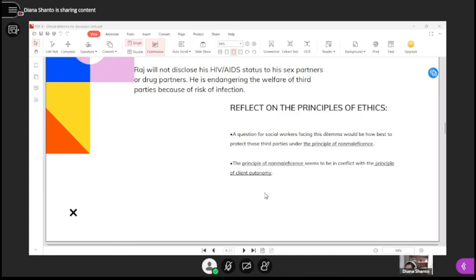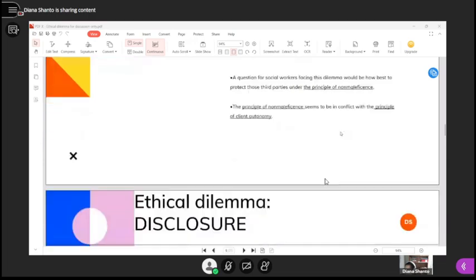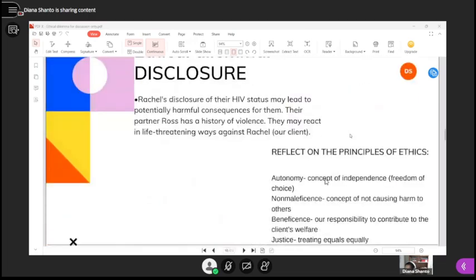5 principes qu'on a vus. Autonomy, beneficence, non-maleficence, fidelity, and justice. On fait un autre exemple. Rachel, disclosure of their. Pourquoi je dis their? Because maybe they use the them pronouns. Rachel, disclosure of their HIV status may lead to potentially harmful consequences for them, for Rachel.